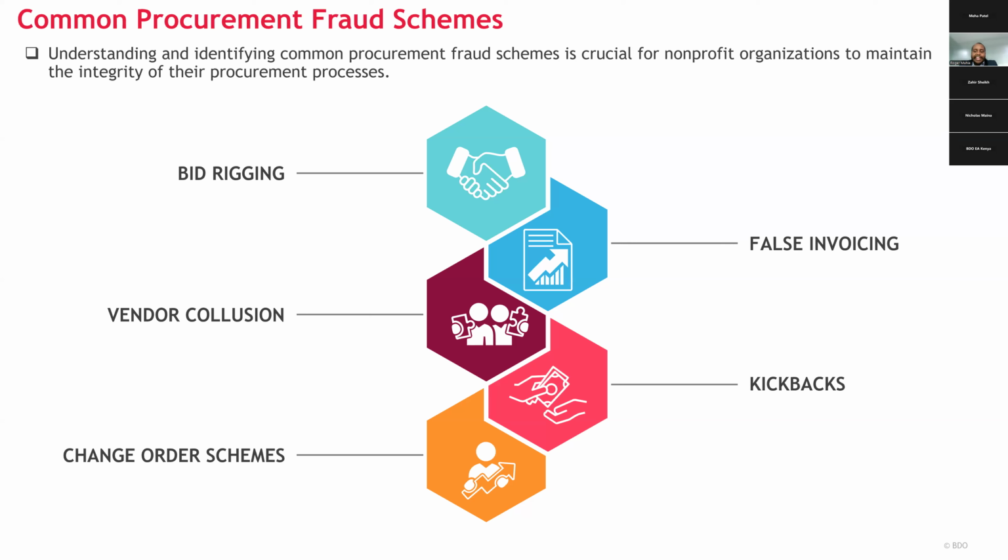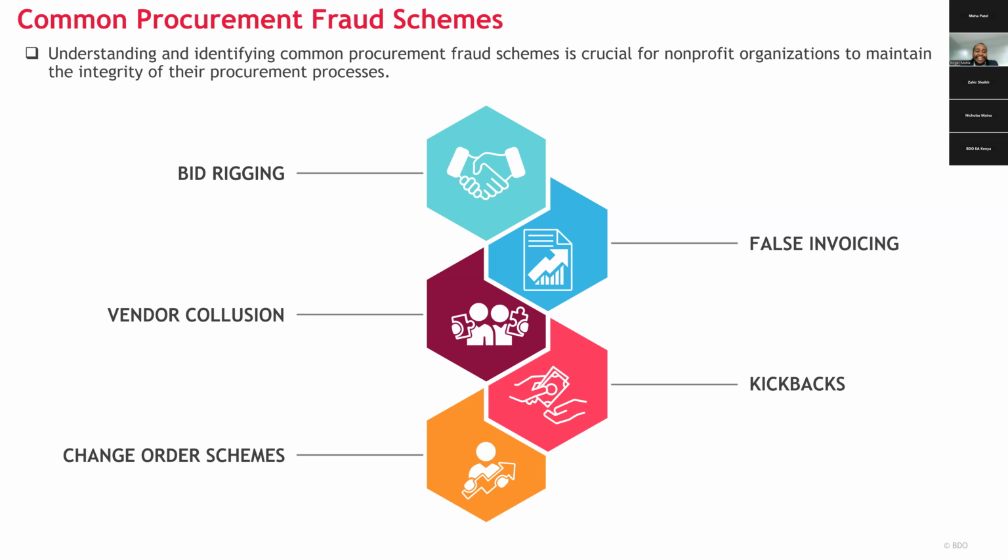One, you can agree in advance which company will win the bid, or you can even arrange for competitors to submit artificially high bids or withdraw their bids. Some of the impact of bid rigging, it can lead to inflated prices and can result in your nonprofit paying significantly more than necessary for goods or services. So you end up wasting the valuable resources and even violating the trust of your regulators or your donors.